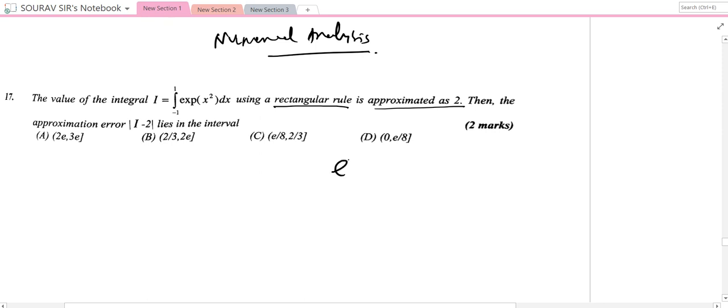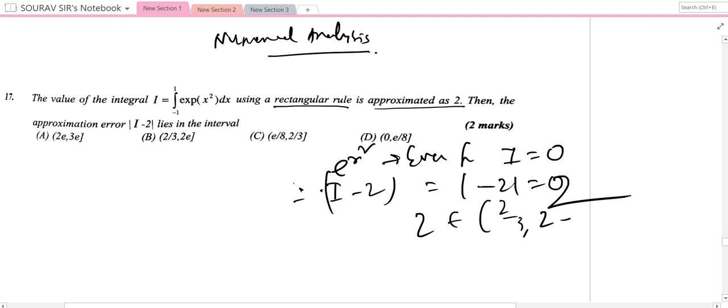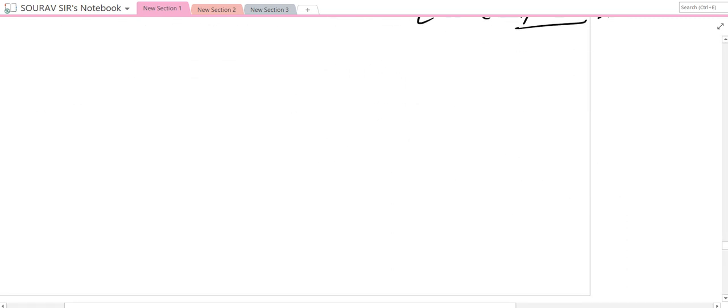Since e to the power x squared is an even function, I equals 0. So the approximation of I using the rectangle rule is approximately 2. So I minus 2 will be minus 2, so plus 2. So 2 belongs to 2 by 3 to 2a. Okay. So obviously we can say that B is the correct answer.